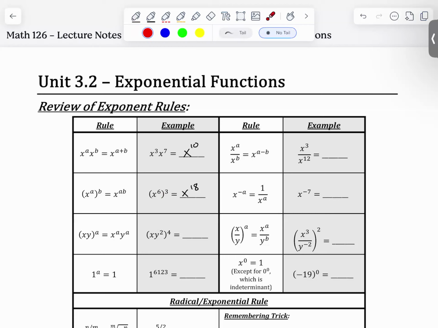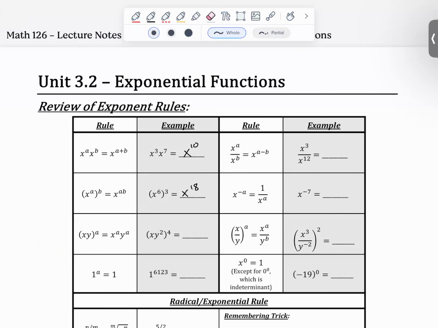Then one that a lot of people get confused is this one versus, please don't write this down, x plus y to the a. Notice the big difference here. This one is a sum where this is a product. So this does not break down the same way. It doesn't become x to the a plus y to the a.